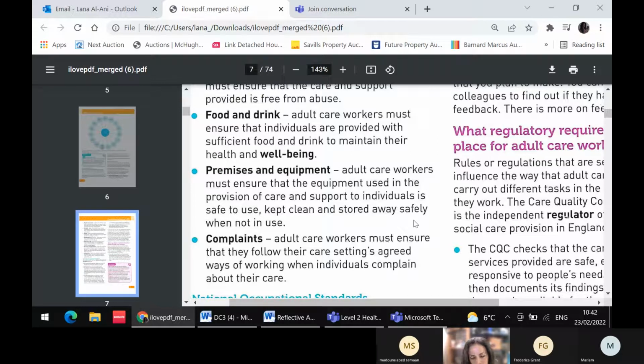So this is part of your duty. Whatever you work with, like any kind of equipment which is helping, let us say this person you care for is sitting on a wheelchair, this wheelchair needs to be safe at all times. Make sure it's not broken, make sure it's clean, make sure it's being kept in a safe place, not outside. So these are your duties as well.